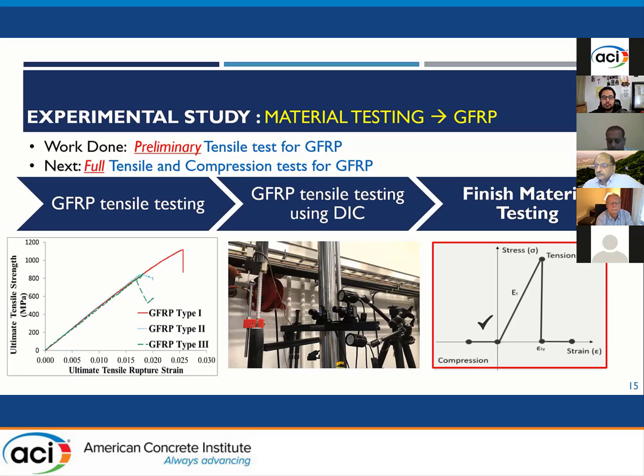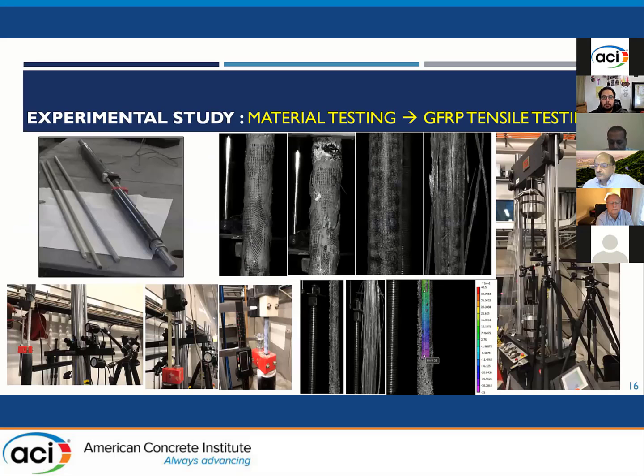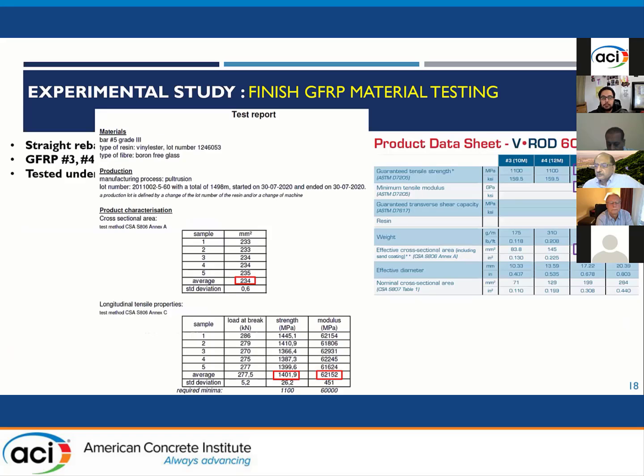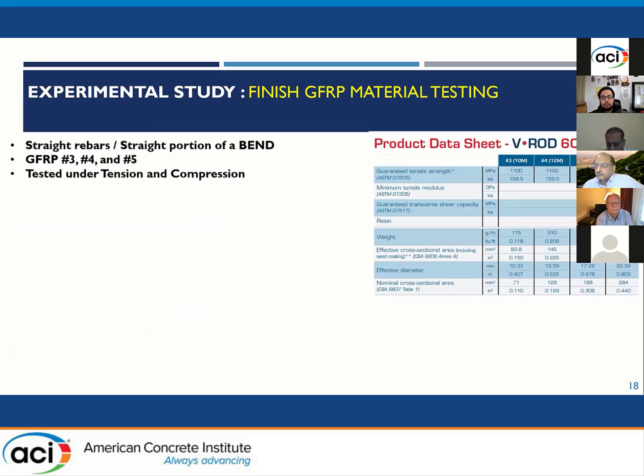We also attach the digital image correlation system to better see the deformations and the strain happening. We focus on the first part only, the characteristics under tension, and we have some preliminary results. We reached the high modulus GFRP providers, and we have them all on board. We are now conducting the first phase, where we will finish the material testing program on different GFRP bar sizes, number 3, 4, and 5, under tension and under compression.